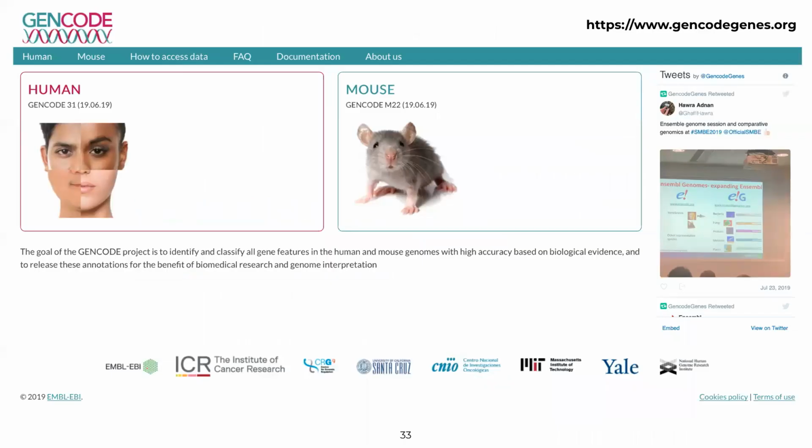Another way, of course, to do this is here's a way to combine, for example, mouse animal or animal studies with human studies. And a good resource for that is the GenCode project, which is identify and classify all gene features in the human and mouse genomes with high accuracy based on biological evidence, and to release the annotations, right? So a good resource to study, for example, human tumors in the context of animal models.